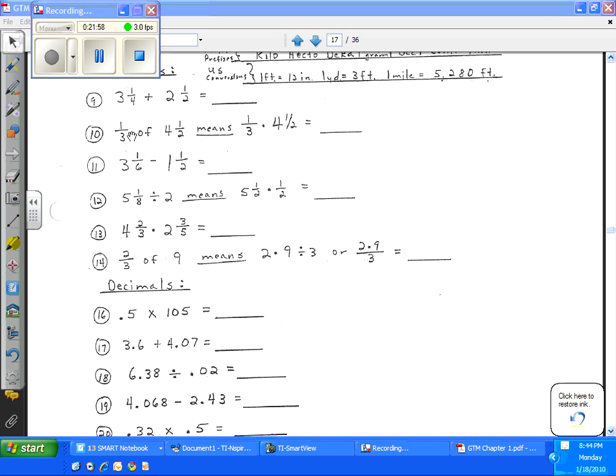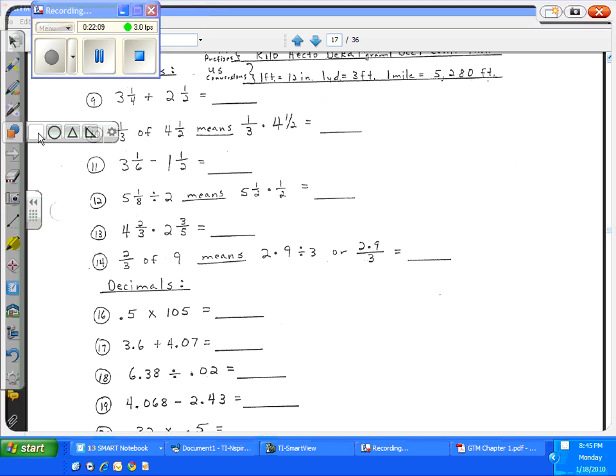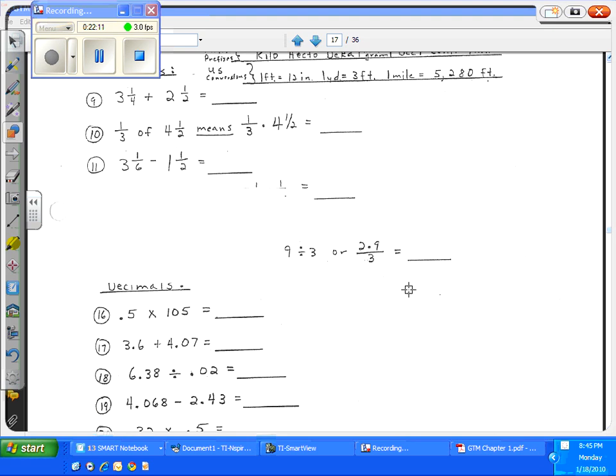So we've looked at addition. We've looked at multiplication. Let's take a look at subtraction. So the operation is subtraction.